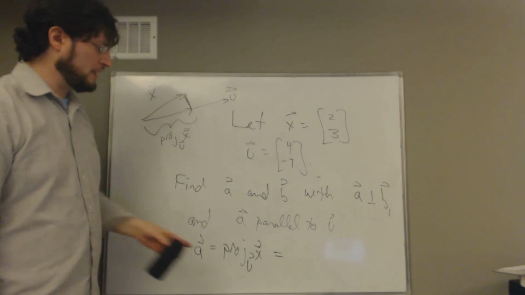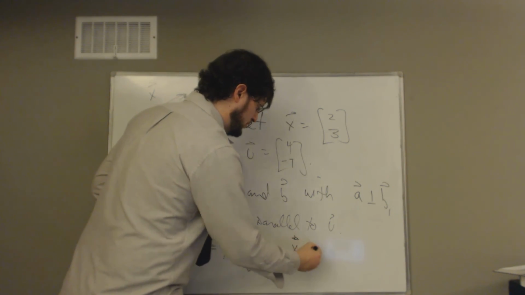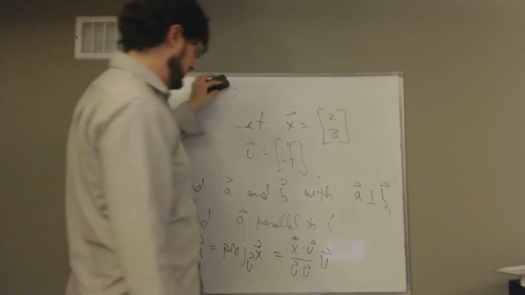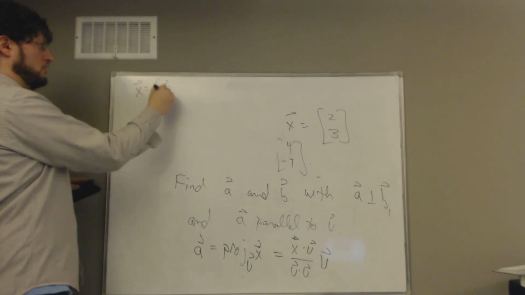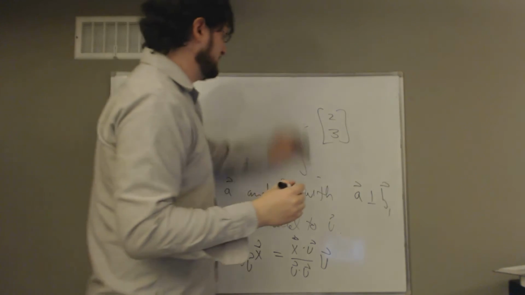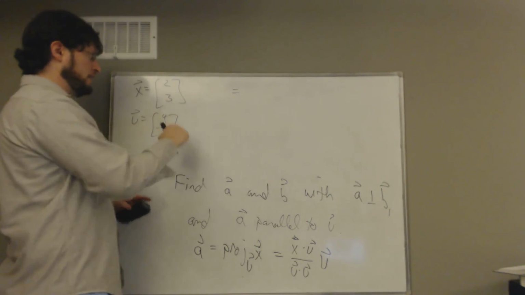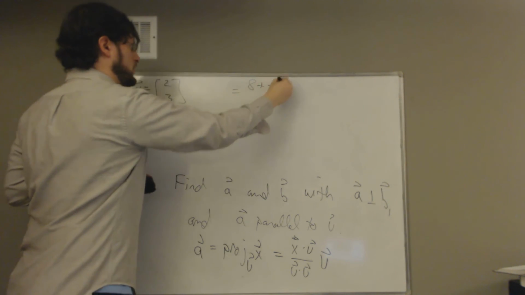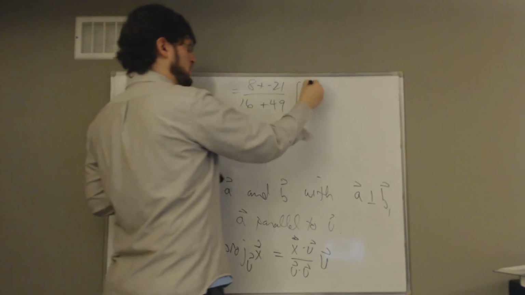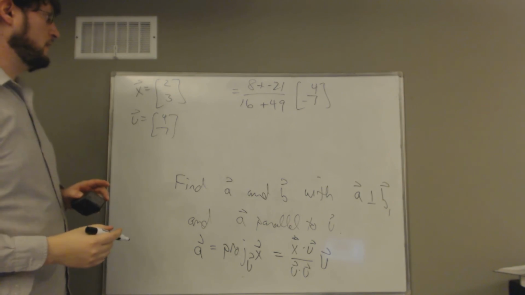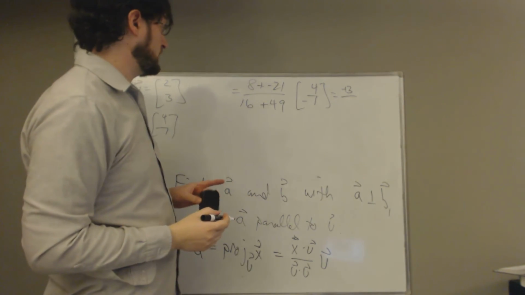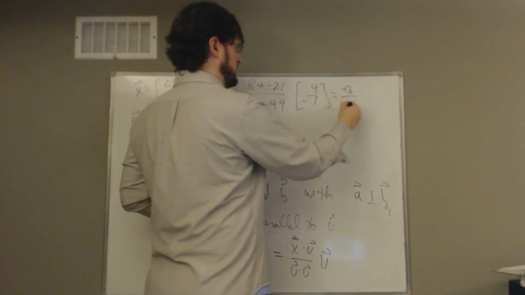I reminded you of that formula at the beginning. Projection of x onto u is x dot u over u dot u times u, which in this case becomes, so x was 2, 3, and u was 4, minus 7. So this projection is x dot u, which is 8 plus negative 21, over u dot u, which is 16 plus 49, all multiplied by the vector u, 4, minus 7, which is negative 13, and that makes 65.